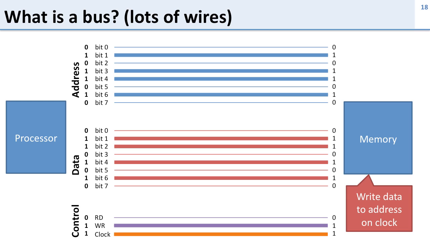So in the example we have here, we have separate data and address buses. In the previous example, we had one bus that we used some of the time for data and some of the time for address. Which way you decide to design something depends on whether you want to have more wires or fewer wires.